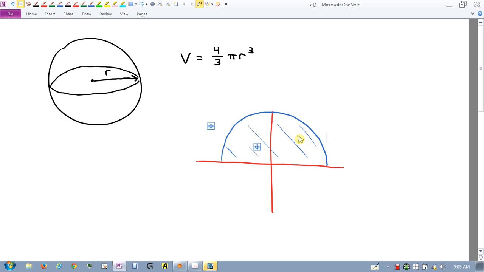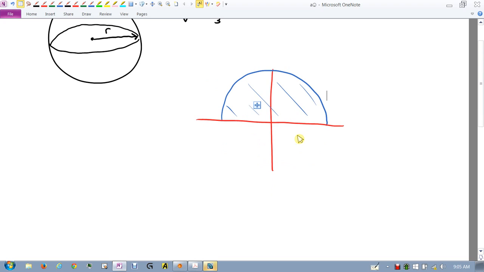Also, what about us doing this instead? I mean, this is going to work, but we don't even need that much. Why don't we do this? Why don't we just take a quarter of the circle, rotate that around the x-axis, and then double that answer? What do you think? That seem reasonable?